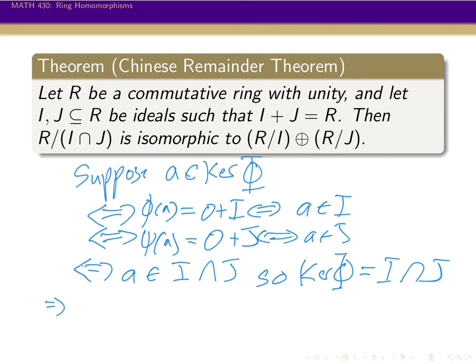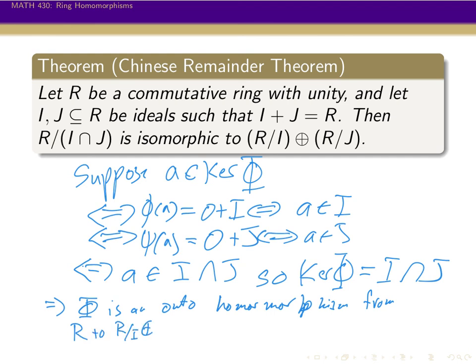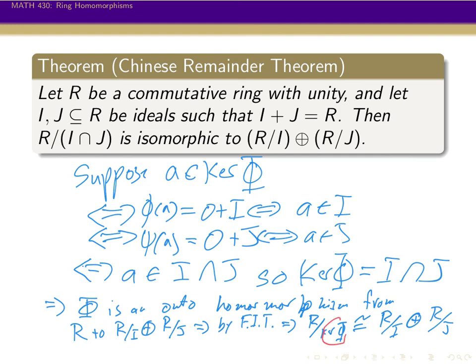And so then we have that phi is an onto homomorphism from R to the direct sum, R mod I plus R mod J. And so by the first isomorphism theorem for ring homomorphisms, this means that R mod the kernel of big phi is isomorphic to R mod I plus R mod J, and we just proved that this kernel is the intersection between these ideals. And so that finishes the proof.